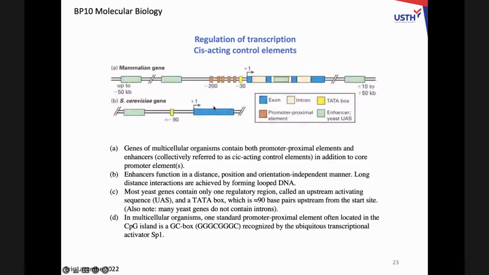Just to show you the promoter, in mammals the structure of the gene is much more complicated than in Saccharomyces. You've got all the details, that's for your own information. In Saccharomyces, you don't necessarily have the TATA box. Anyway, I put this drawing here.